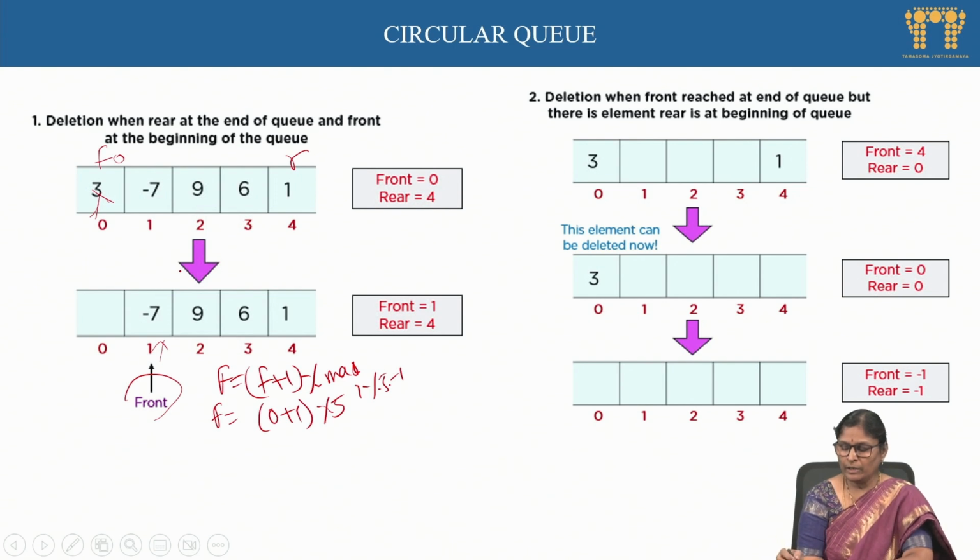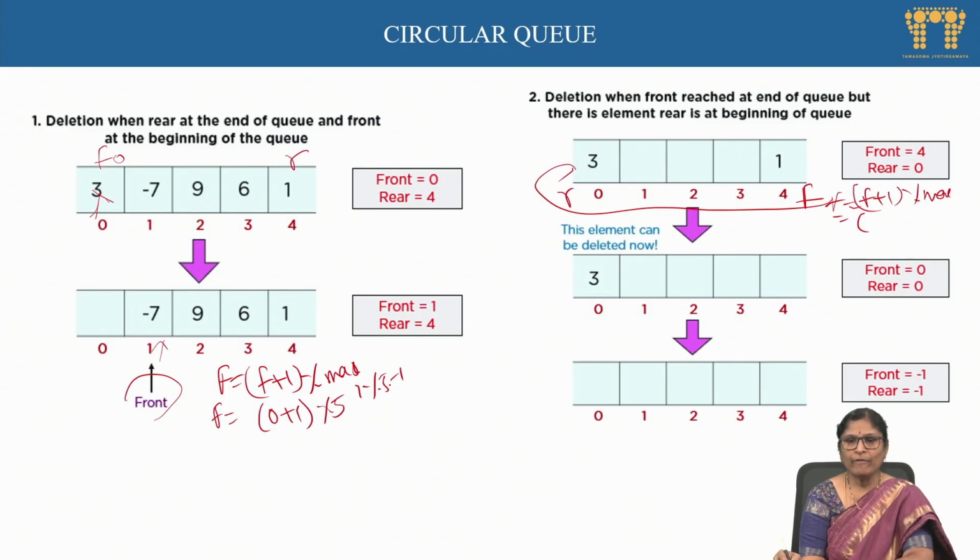Now, whenever the front is over here and rear is over here, again the front, after reaching the max minus 1 position, has to come back to this particular position. Means again you need to follow F = (F + 1) mod max. The value of F is 4, so 4 plus 1 mod 5 is 5 mod 5, which is 0. So whenever F reaches the max minus 1 position, F becomes 0. So both F and rear are 0 now.